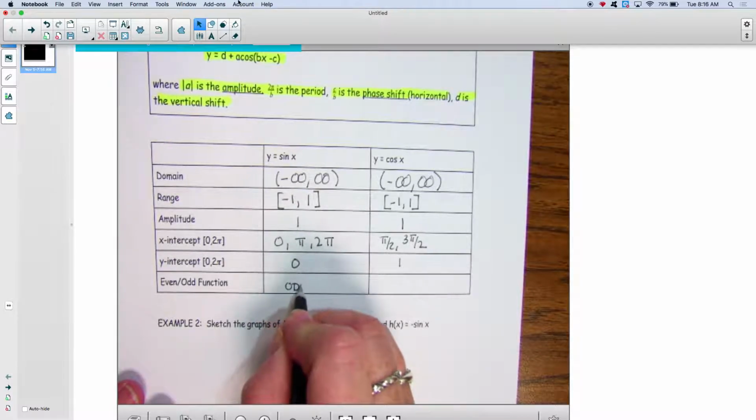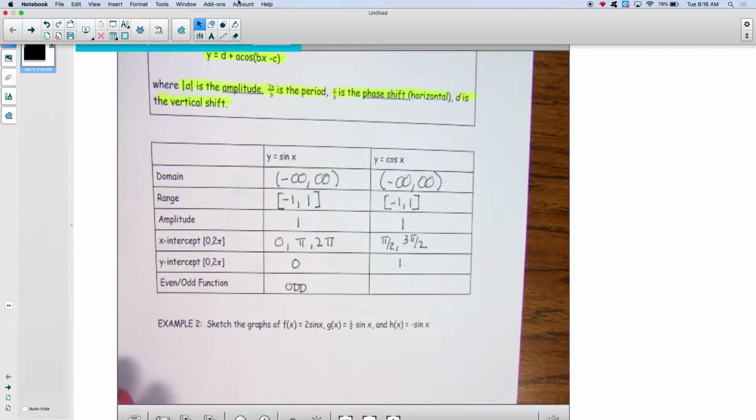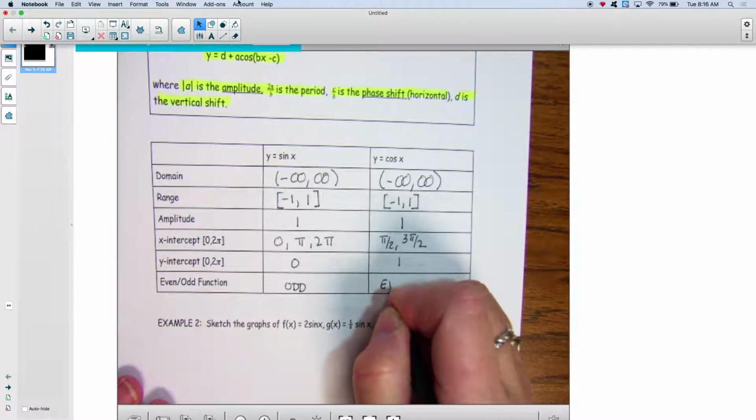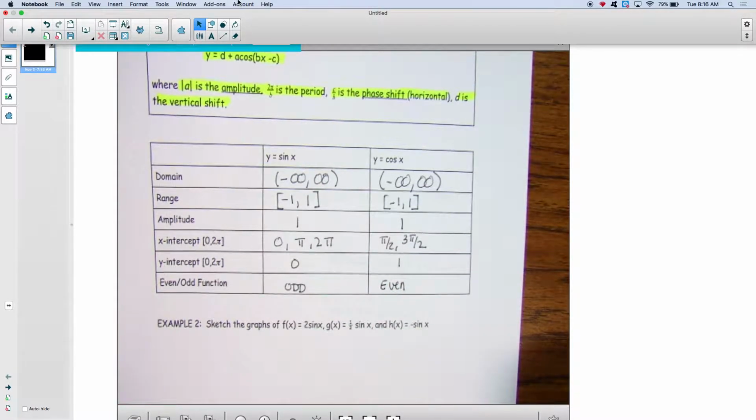The sine is an odd function because it has symmetry with the origin. And the cosine is an even function because it has symmetry with what? Look at the graph. Where does it have symmetry with respect to? The y-axis.